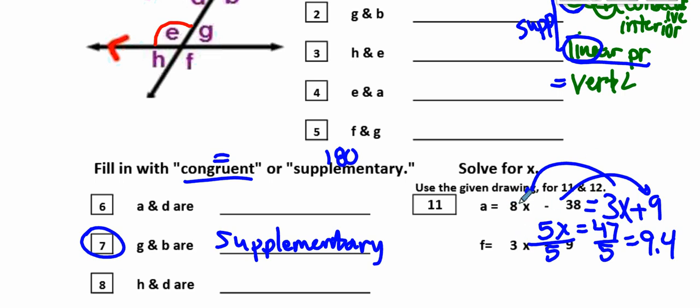I subtracted the 3x across, got 5x. I added the 38 across. 38 plus 9 is 47. Last step, divide by 5 on both sides. And I can leave it as 47/5 because that is a reduced fraction, or I can change it into a decimal and get 9.4. All right, that ends this lesson.